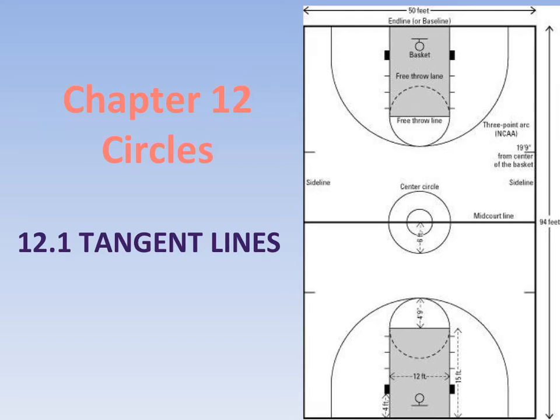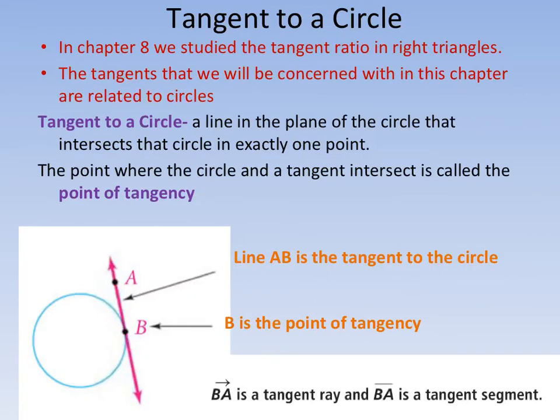In this video, you will learn about tangent lines and circles. In Chapter 8, we studied the tangent ratio in triangles. The tangents that we will be concerned with in this chapter are related to circles. The tangent to a circle is a line on the plane of a circle that intersects the circle in exactly one point. And that point where the circle and tangent intersect is what is called the point of tangency.